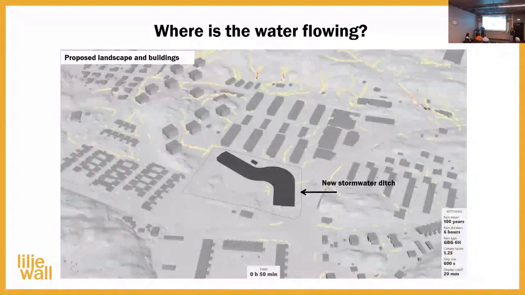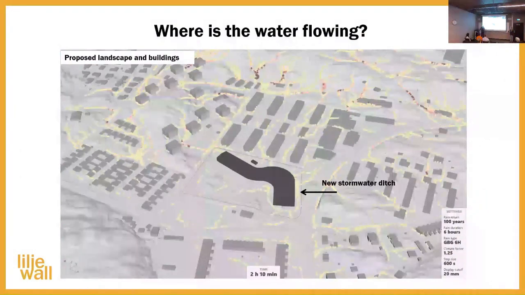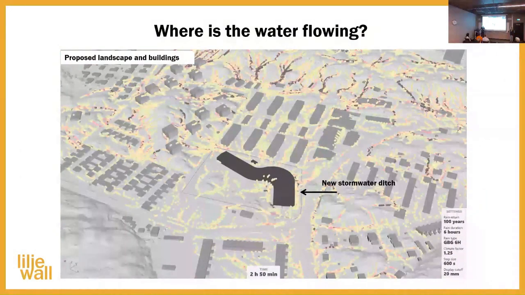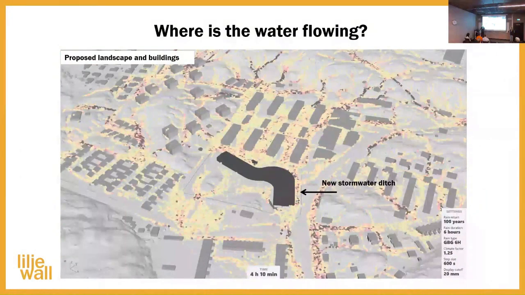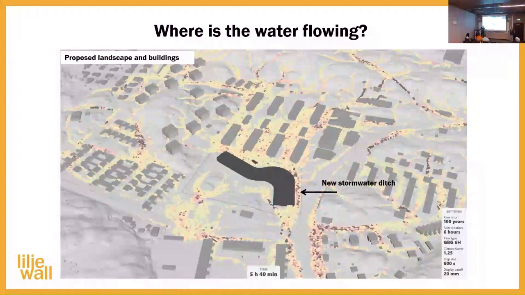And in the proposed situation, the building was given, but the landscape, that was our task. And here we really try to implement this new stormwater ditch to actually enable this major flow on the site.